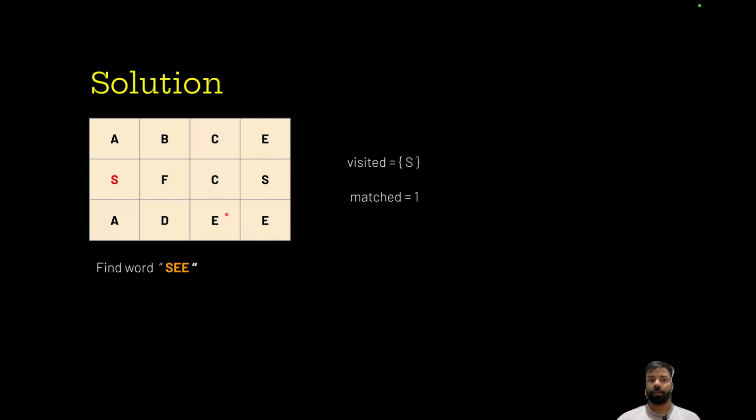Okay, so initially you can see that we have traversed through all of these, and since A cannot form the word, therefore we move to the next one, which is B, C, so on and so forth, until we get to S. Now we try to form the word. Okay, so we have found S. Therefore we are adding it to the visited set, and then we mark matched as 1 because we have matched one word.